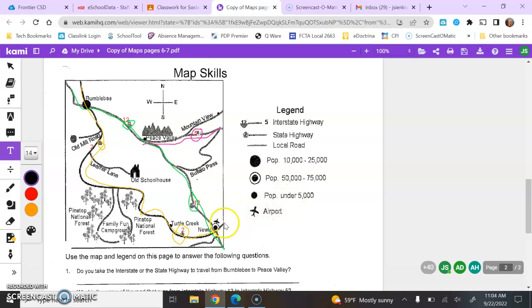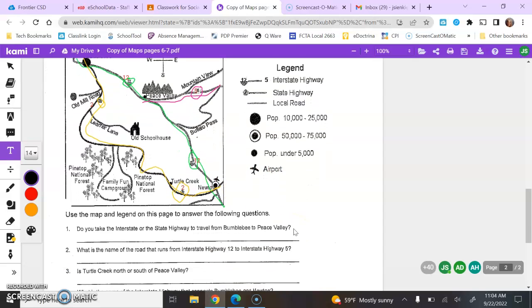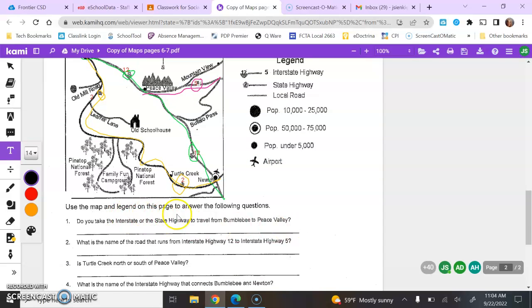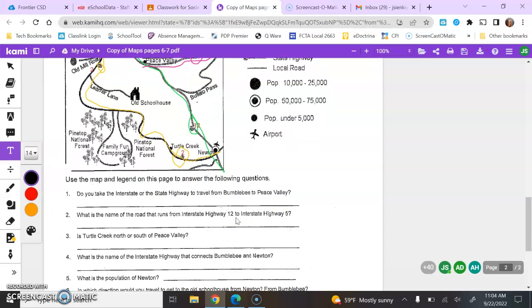And then here we have the airplane symbol that tells you that there's an airport here. Okay, so we're going to use the map and the legend to answer the following questions.